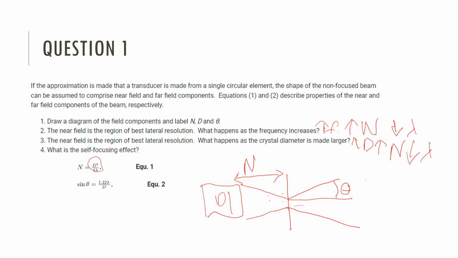Now, finally, the self-focusing effect. Remember we talked about this as an unfocused ultrasound beam, but it actually focuses itself because of all those constructive and destructive interference patterns that are happening here close by. We get to a point where that gives us this value here, and this is our focal point. So we're saying that the ultrasound beam self-focuses to this point here. Okay, and at this point, we're going to have the best lateral resolution.